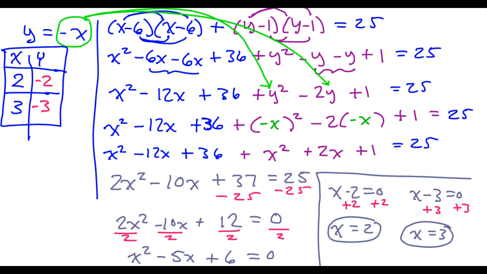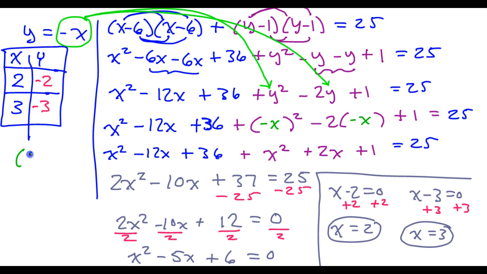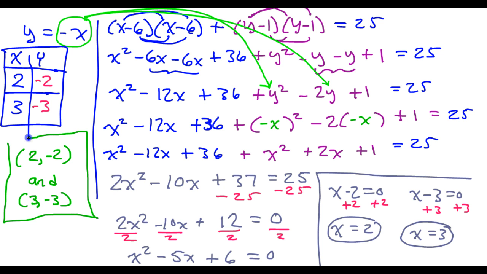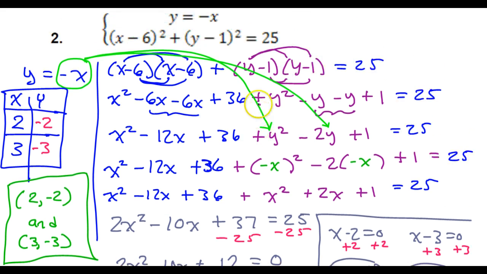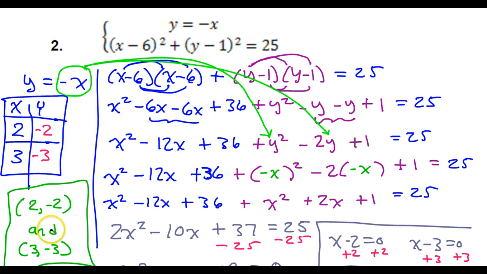So that means my 2 points are going to be 2 comma negative 2 and 3 comma negative 3. So these are my intersections. These are my solutions to the system. Okay, so very quickly, let us verify this graphically. Let's graph our line and our circle and see if they do intersect at the 2 points that we just found.